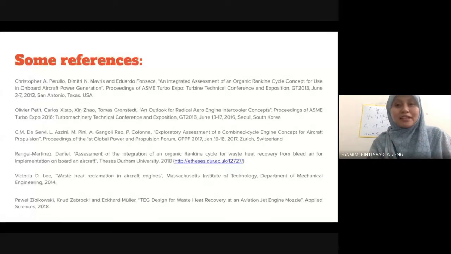This organic Rankine cycle is like a power cycle. It can recover the waste heat from the exhaust nozzle of a jet engine and use it to produce power for onboard aircraft power. So this is an example. Basically it is a combined cycle, Brayton cycle plus another cycle.